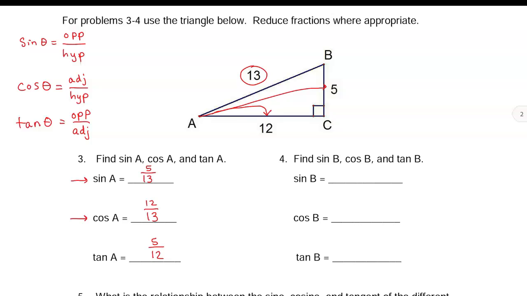Now in number 4, we want you to look at a different angle in the triangle. For the sine of B, we want the opposite side, which is 12, over the hypotenuse, which is 13. And then the cosine of B would be 5 over 13. And then the tangent of B, tangent is opposite over adjacent. So 12 over 5 would be that ratio.